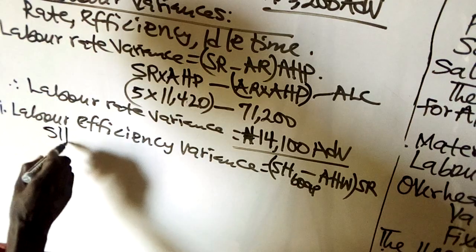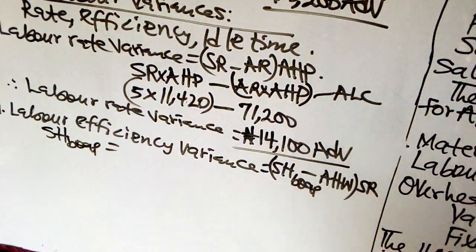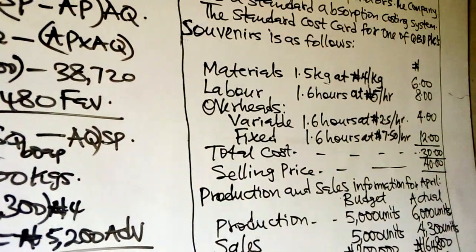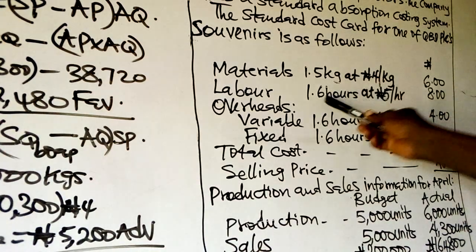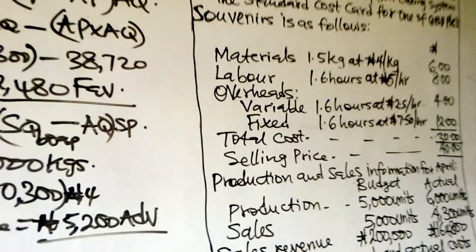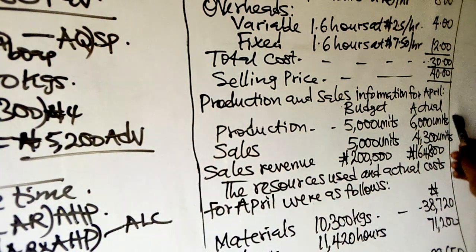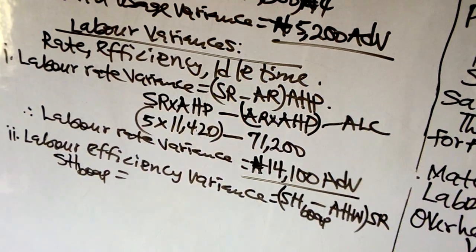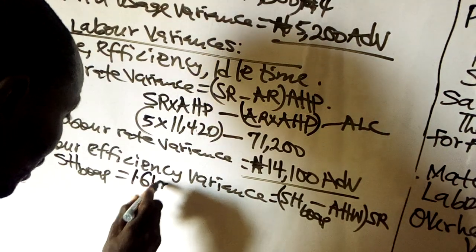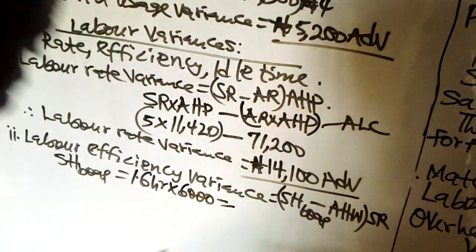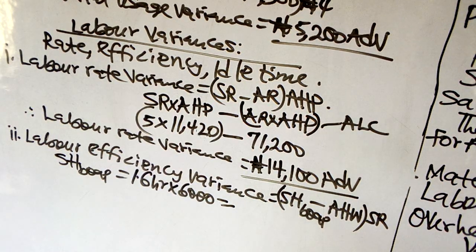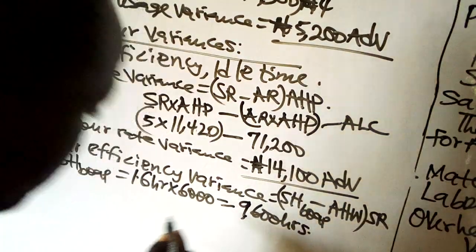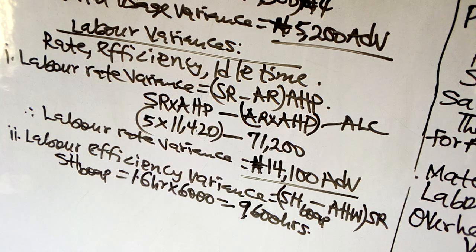What is our standard hours of production? Go back to the question where you have labor, the standard. The standard hours is 1.6. Based on actual production, I've told you that you have to flex it. The actual production is 6,000. That will be 1.6 hours times 6,000 units. That will give us 9,600 hours. That is the standard hours based on actual production.